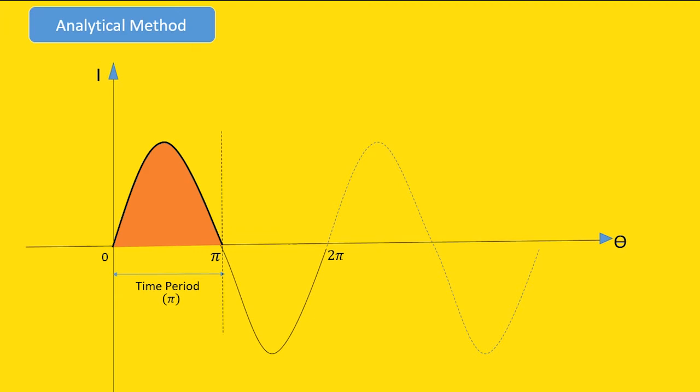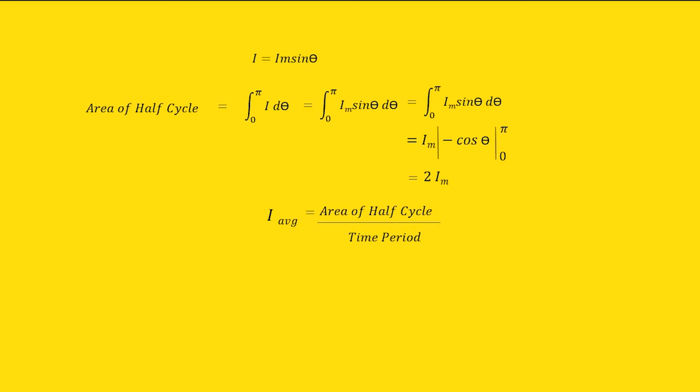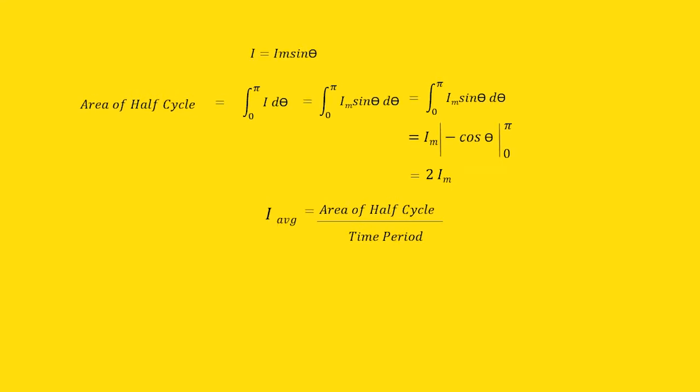Now let us consider a strip of length d theta with a height of I. The area of the strip will be I d theta. Now for the area of the region, we integrate it with the limit from 0 to pi. We get a solution like this. For average value, we divide this result by the time period and average current is found. The expression for voltage will also be the same.